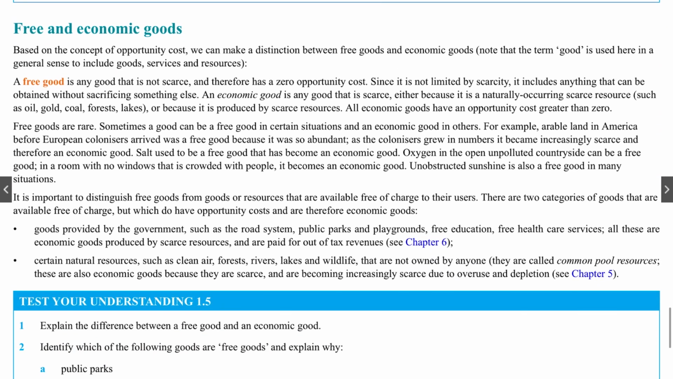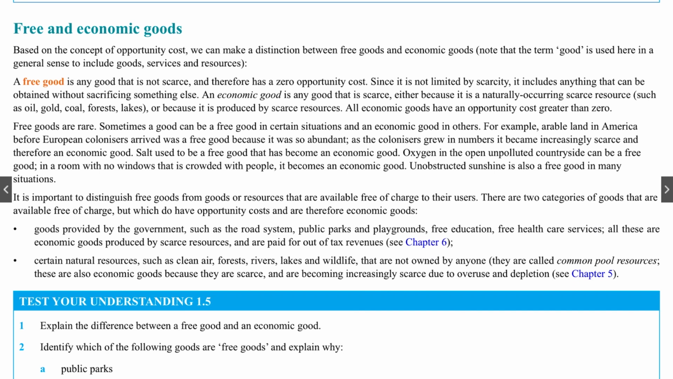Then we have free and economic goods. So the difference between free and economic goods is that a free good is any good that is not scarce and also has zero opportunity cost.